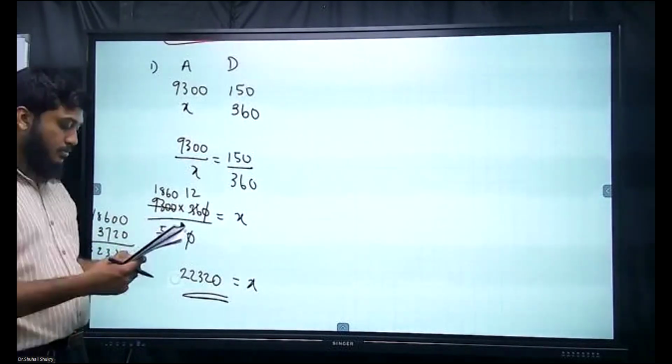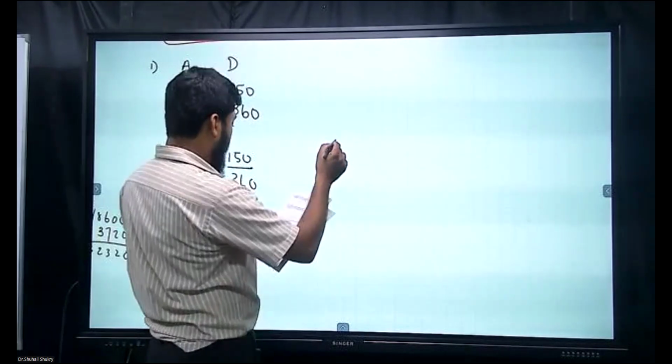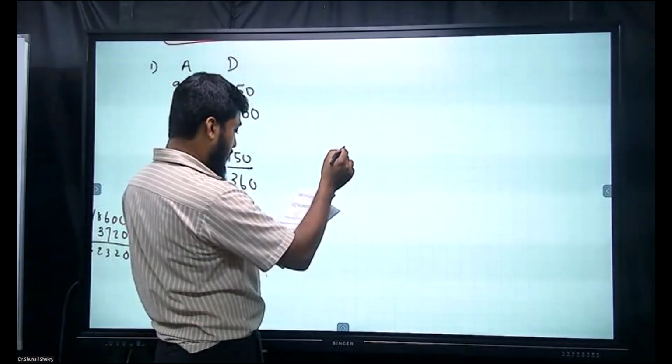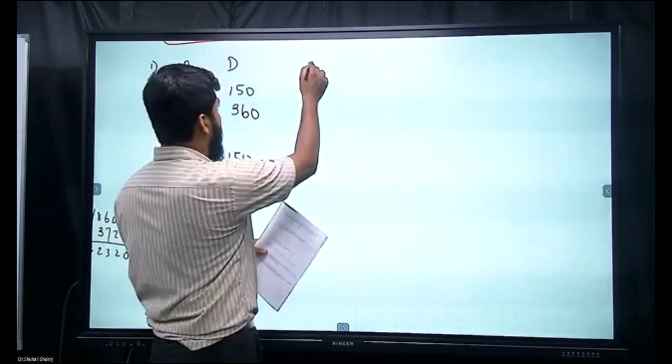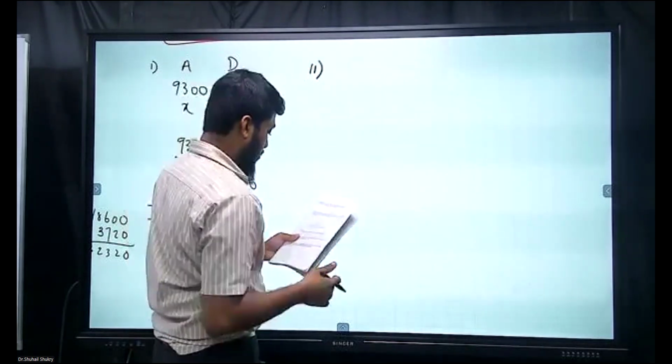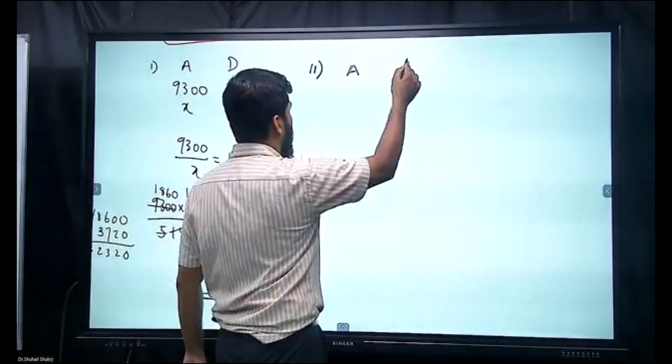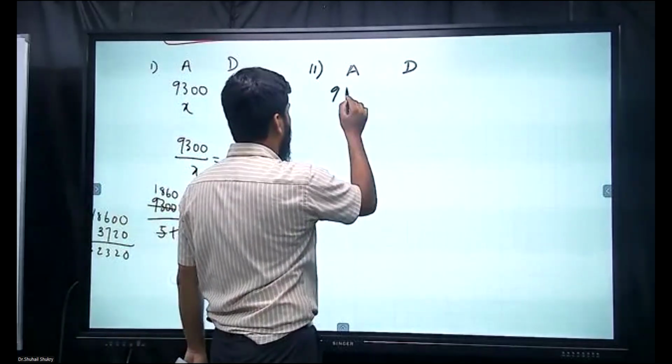Second one, how many votes in total did the party in third position receive? How much the third position receive? Again, you can do this. 9,300, 150.